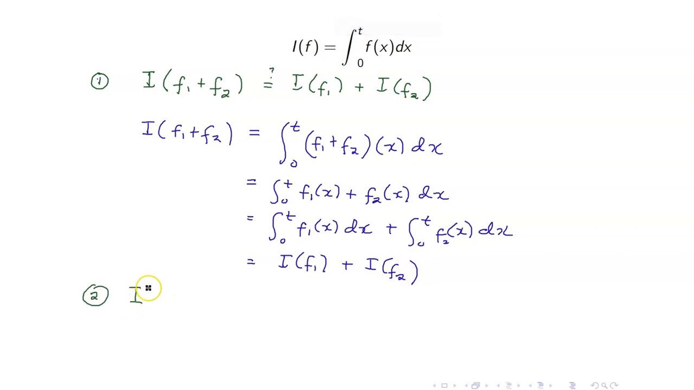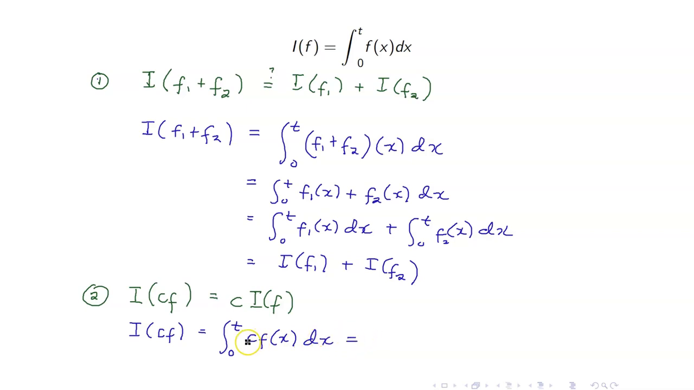For the second property, we want to check that I of a constant times a function, is that the same as the constant times I of f? I of cf is the integral from 0 to t of the function cf. But from our property of integrals, we can pull out the constant c. This one here is I of f. So we've seen a lot of examples of linear transformations and how to verify that those are really linear transformations. In our next video lecture, I will discuss properties of linear transformations.